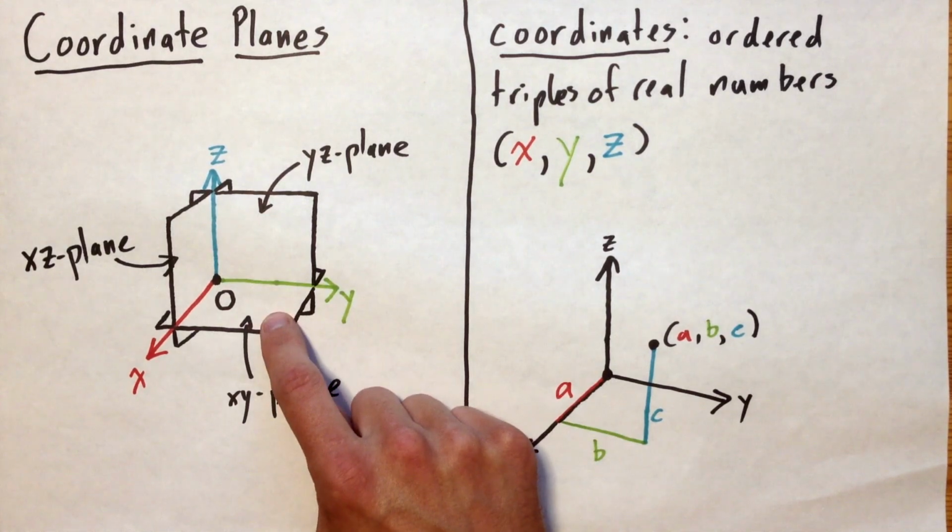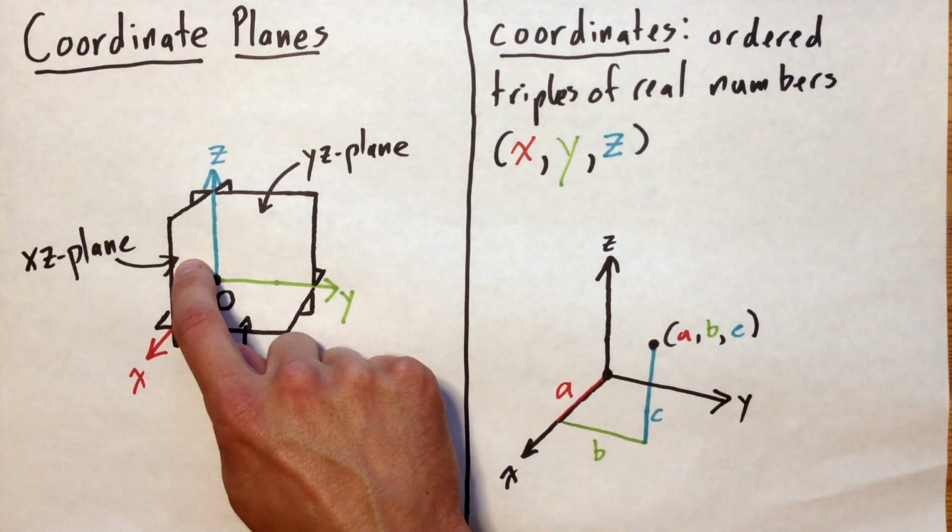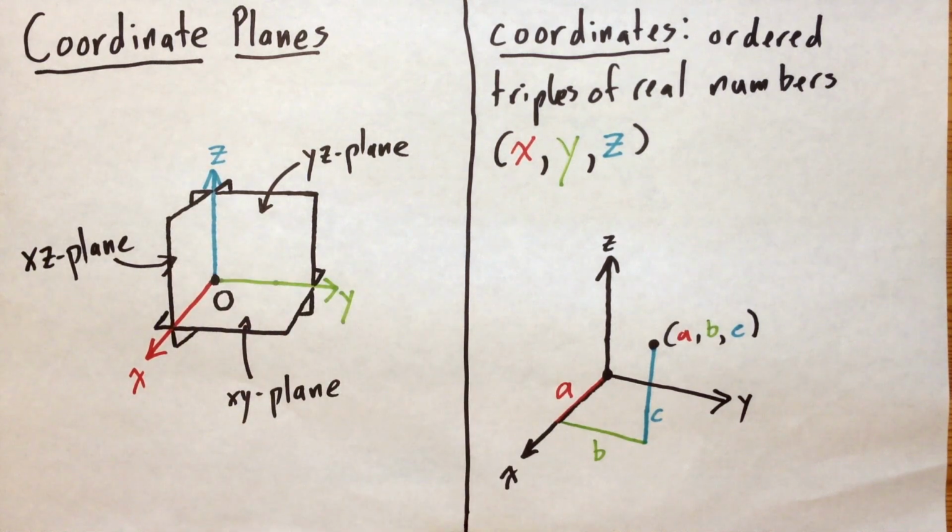The xy plane is the floor. The xz plane is the wall to the left. The yz plane is the wall to the right. So that's really what we're picturing. If you ever really need help thinking about what exactly these axes look like, what exactly space looks like, what exactly coordinate planes look like, think about the corner of a room.